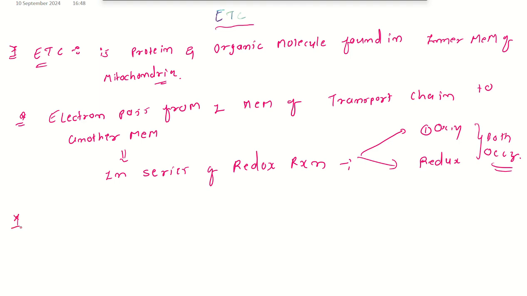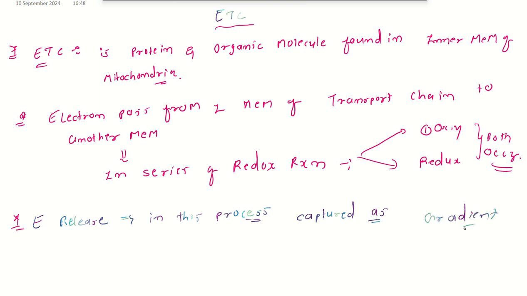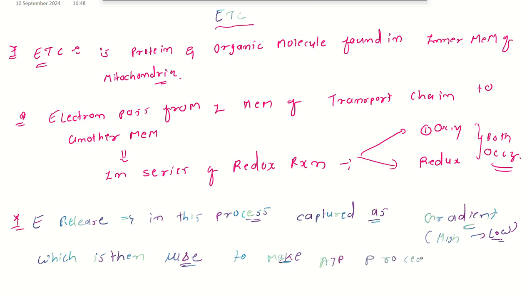So electrons are released in this process and captured as a gradient, from high to low gradient, which is then used to make ATP, in a process called chemiosmosis. So this is the basic definition of the electron transport chain and a basic understanding of what happens in it.